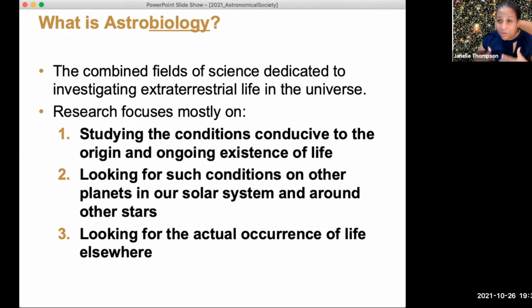We apply it to thinking about life in other systems. And so research in astrobiology primarily focuses on 3 major topics. One, studying the conditions that can give rise to emergence of life and ongoing existence of life. Second would be looking for those types of conditions on other planets in our own solar system and also around other stars. And thirdly is looking for the actual occurrence of life elsewhere.